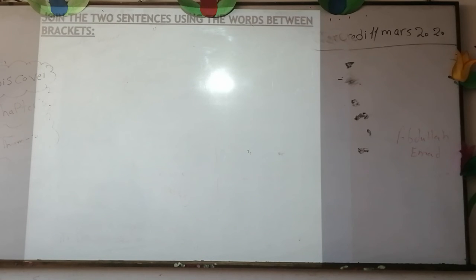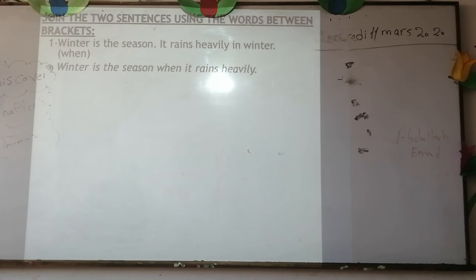Join the two sentences using the words between brackets. Winter is the season. It rains heavily in winter. Okay. Now, first of all, we're going to join the two sentences using when. And we're going to cross a word from the second sentence because it's repeated. Okay? So we're going to cross winter from the second sentence and join the two sentences after that. So winter is the season when it rains heavily.